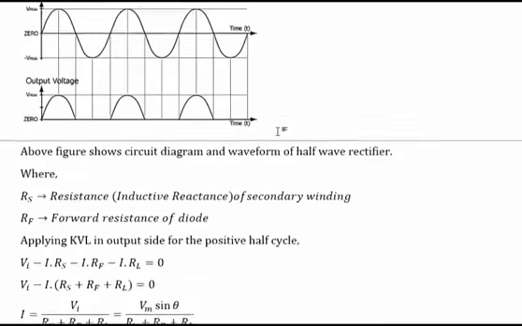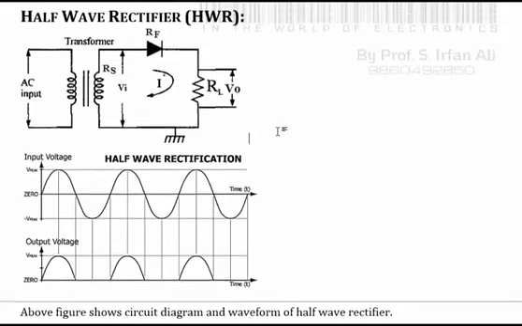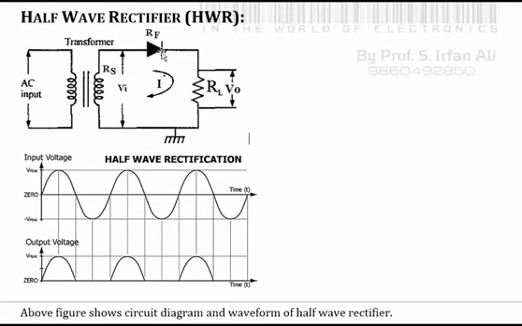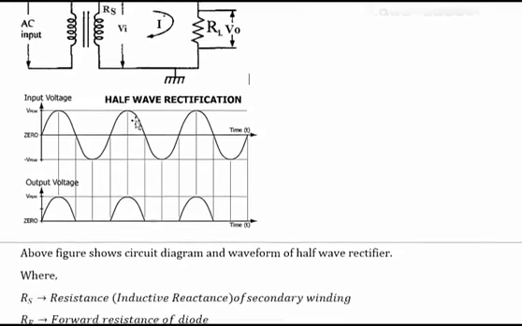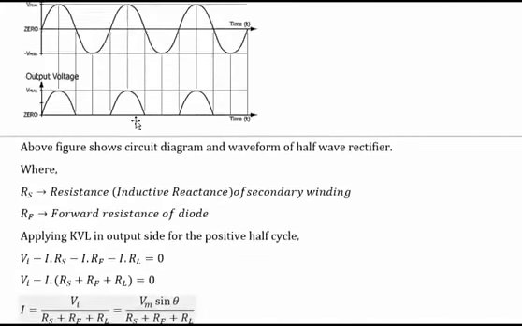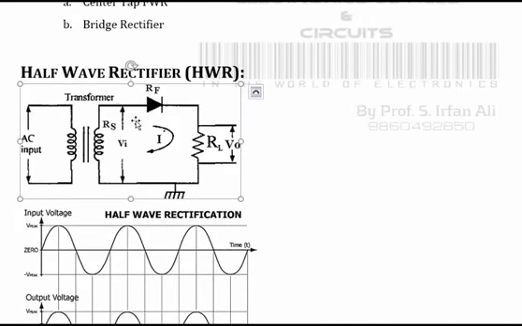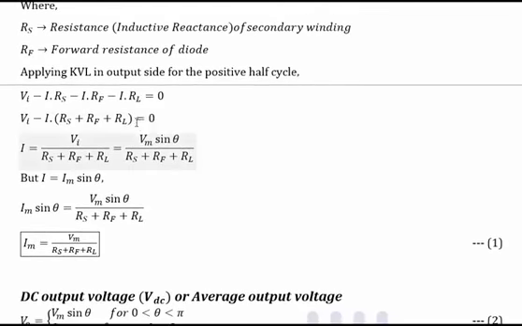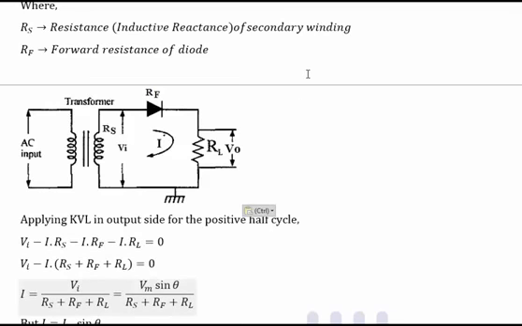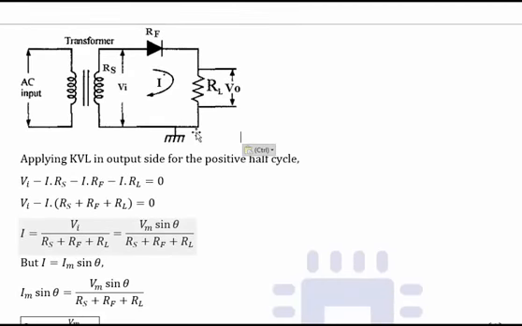If you got this, then we have to bring a relation between current and voltage in this output loop. For that we have to apply KVL here. So this will be the result of KVL. I am bringing this figure down. So, applying KVL in this circuit.